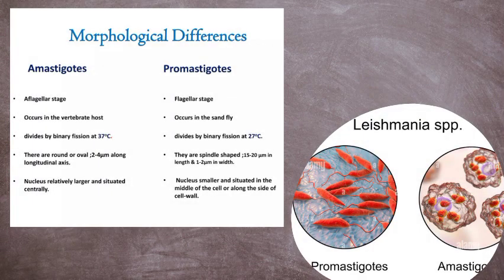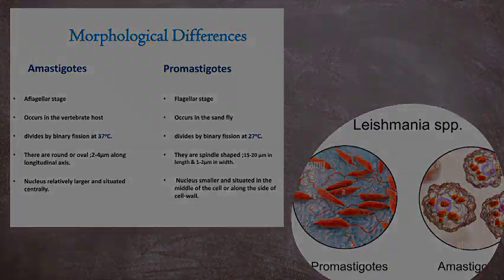The amastigote is an aflagellar stage, while the promastigote is a flagellar stage. The amastigote occurs in the vertebrate host, while the promastigote occurs in the sandfly. The amastigote is round or oval in shape, while the promastigote is spindle shaped. The amastigote nucleus is relatively larger and situated centrally, while the promastigote nucleus is smaller and situated in the middle of the cell or along the side of the cell wall.